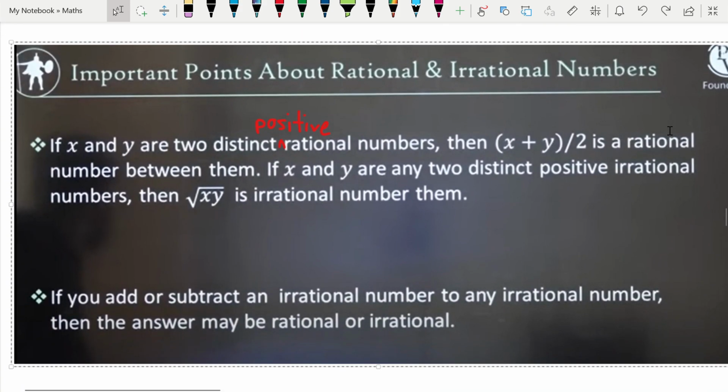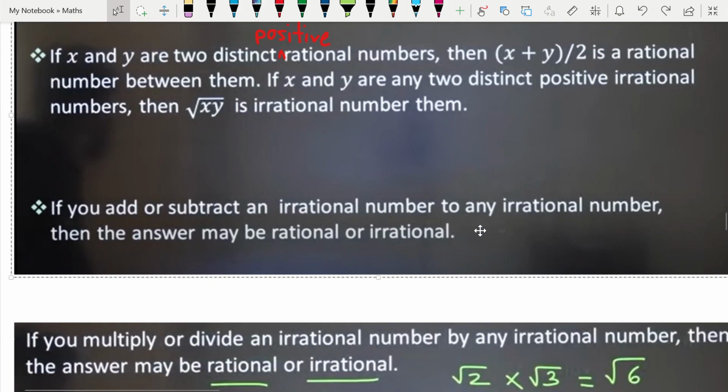If x and y are two distinct positive rational numbers, then (x plus y) over 2 is a rational number between them. That is the average. Now, if x and y are two distinct positive irrational numbers, then the square root of xy is an irrational number between them.